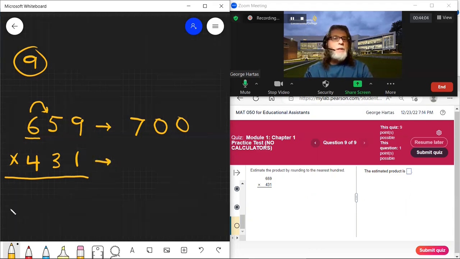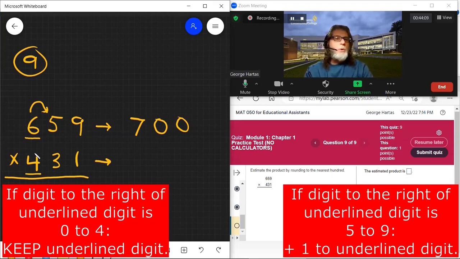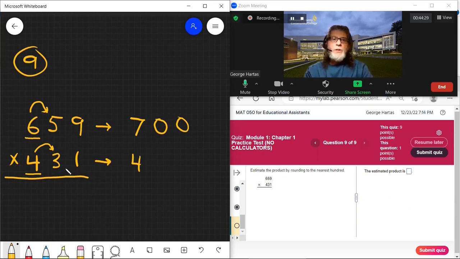Let's do the same thing down here. Ones, tens, hundreds. We look at the digit to the immediate right. This 3 falls between 0 and 4, which means we keep this 4. We don't round up, we keep. So this 4 stays the same. All digits to the right of the underline convert to 0. So 431 rounds to 400.